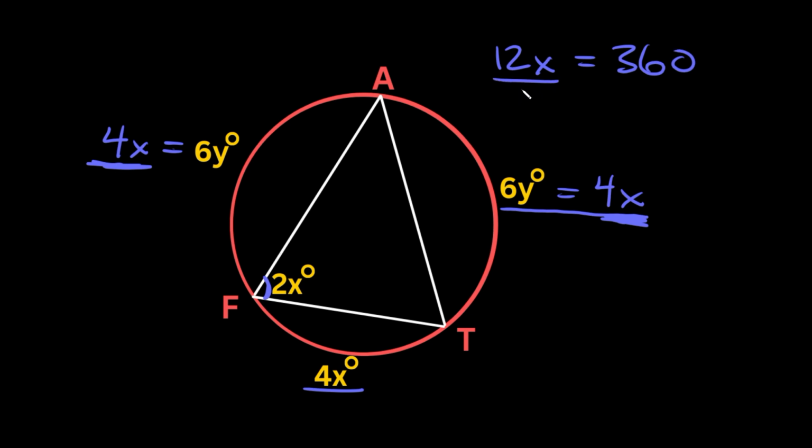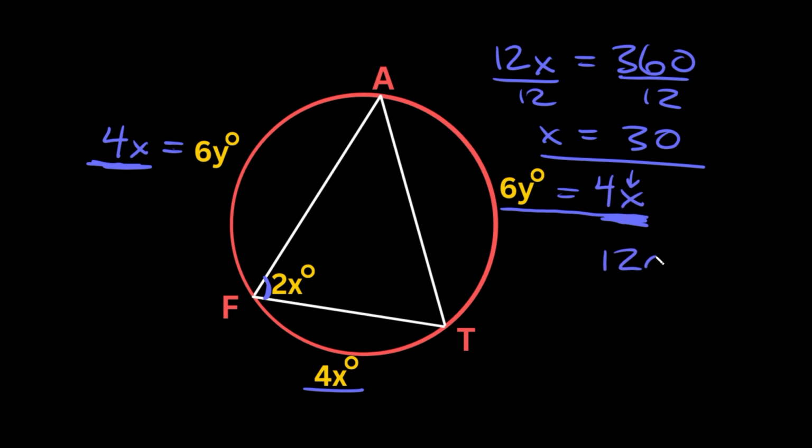So to solve for x, we could divide both sides by 12. So here we get that x is equal to 30. Okay, great. Now that we know what x is equal to, why don't we plug it in right here? And that way we can solve for y, right? So if x is equal to 30, well, 4 times 30 is equal to 120. All right, so we get that 6y is equal to 120. So to solve for y, we can just divide both sides by 6. So we get that y is equal to 20.